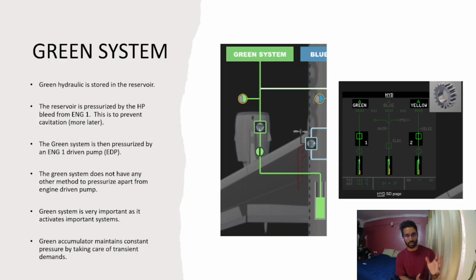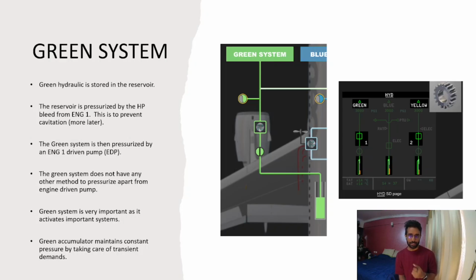So this high pressure air from the engine is sent into this tank, and then this tank is pressurized by that air. Okay. All hydraulic fluids are stored in their own corresponding reservoirs. Green has its reservoir, the blue has its reservoir, the yellow has its reservoir. This reservoir is pressurized by the high pressure bleed air from engine 1.